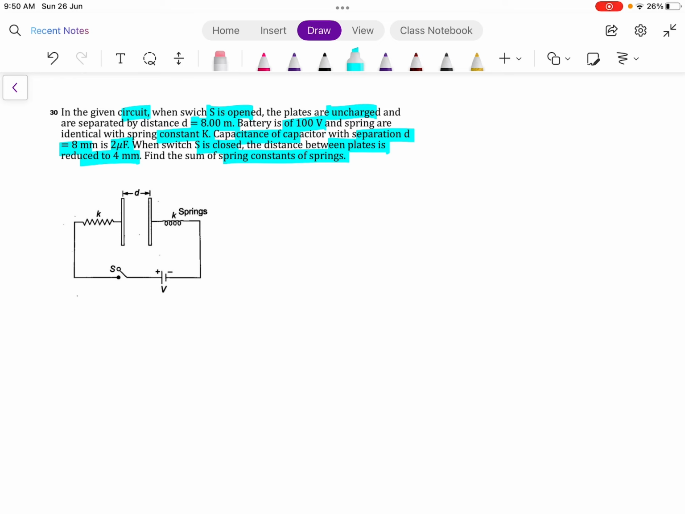So we know that the force acting between two plates of the capacitor is Q square by 2 epsilon naught A. Now when the switch is closed, the distance is reduced to half, so the capacitance becomes 2 times. Suppose the initial capacitance C1 is C. When the switch is closed, the distance is reduced to half, then the capacitance becomes 2C.